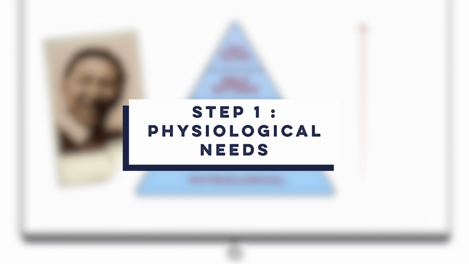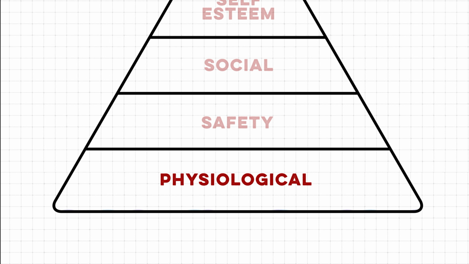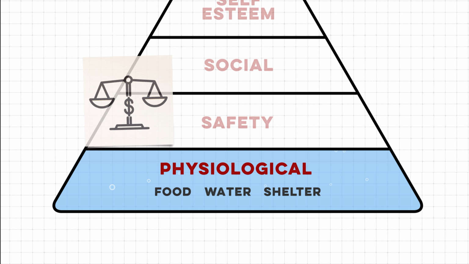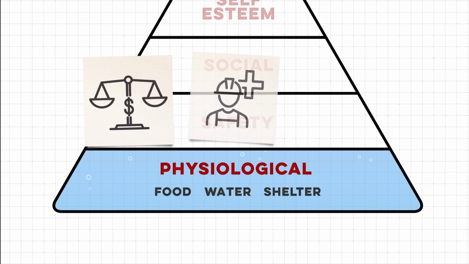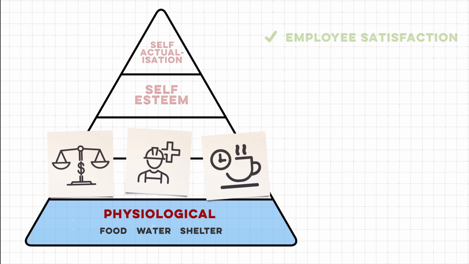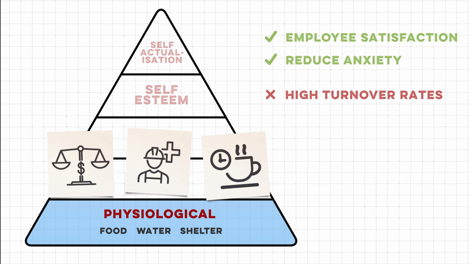Step 1. Physiological needs. Physiological needs are the basic necessities for human survival, such as food, water, and shelter. In a business context, this translates to providing employees with fair wages, safe working conditions, and necessary breaks. Ensuring these needs are met is crucial for employee satisfaction and productivity. Businesses that fail to meet these needs may see high turnover and low employee morale.